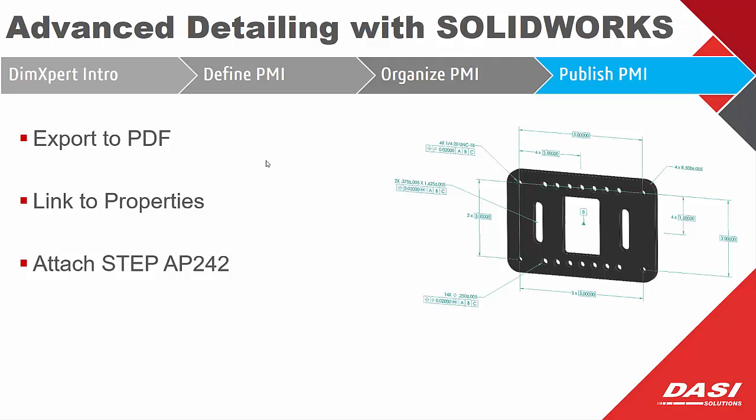In this step, we're going to export this out as a 3D PDF that can be viewed by anybody that has Adobe Reader installed. We're going to leverage information inside of SOLIDWORKS, such as custom properties information, such as revisions, materials, comments, whichever, and include that inside of the PDF as notes. We're also going to have SOLIDWORKS export a STEP AP242 file and include that inside the PDF attachment to give us a complete document package.